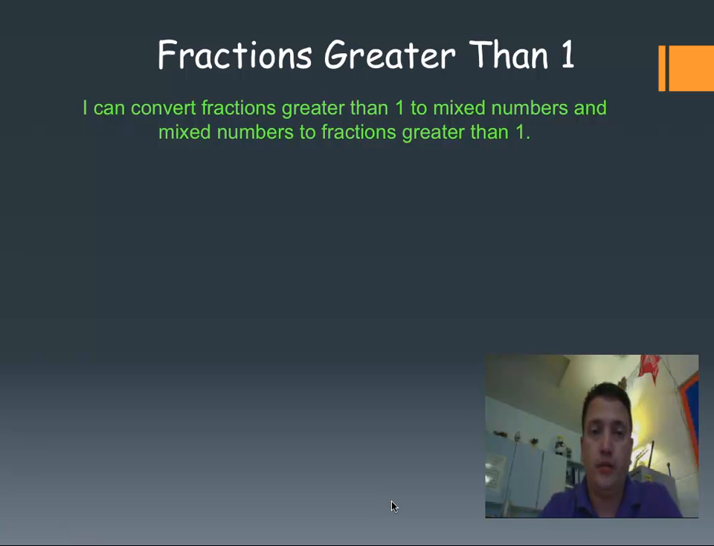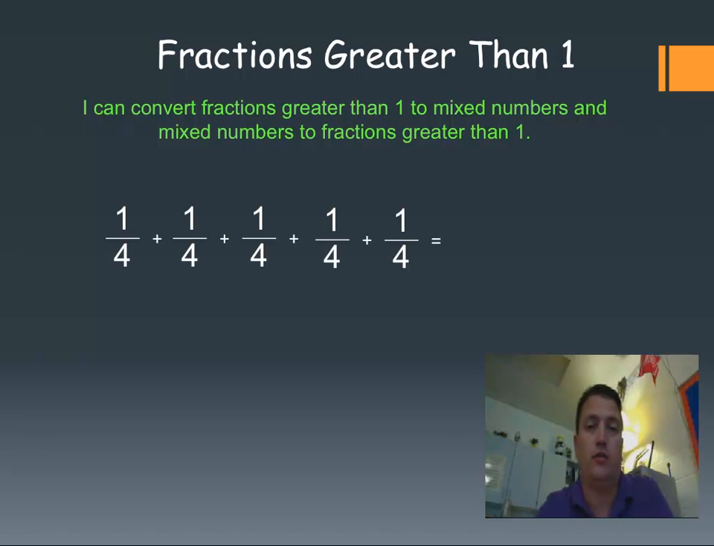All right, ladies and gentlemen, today we are going to work on lesson 1.5, which involves fractions greater than 1. So please jot down the lesson 1.5 at the top of your page, and then below that I'd like you to write the I can statement. I can convert fractions greater than 1 to mixed numbers and mixed numbers to fractions greater than 1. All right, let's go ahead and get started.